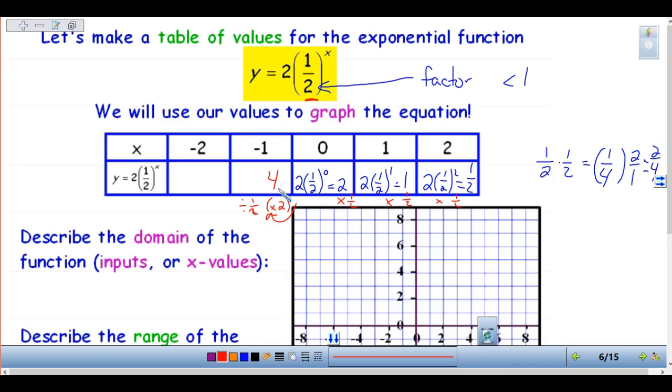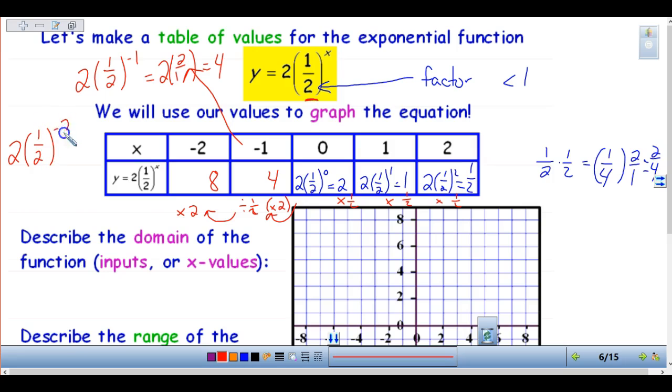But now let's think about it in terms of the equation. I'm going to do that up here. If you take 2 times 1/2 to the negative 1 power, well, remember, that negative is going to flip it. So if we do that, we're going to get 2 times 2/1. Well, that's 4. Okay. And again, if you want to just use the pattern here, then we want to multiply that by 2. Well, that's going to give us 8. So now if we think about it using the equation, 2 times 1/2 to the negative 2 power, that flips the fraction, so we're going to get 2 times 2 squared. Remember to do exponents first, so we're going to get 2 times 4, which is 8.